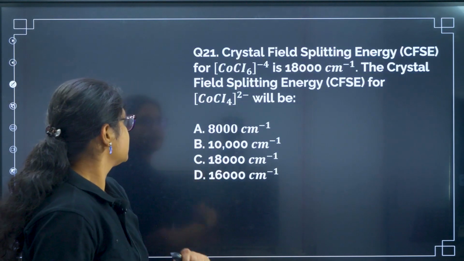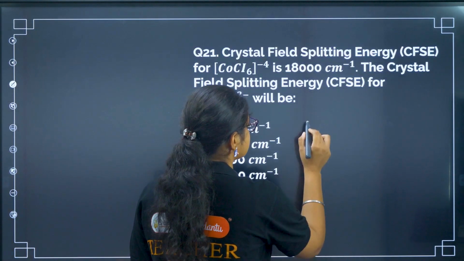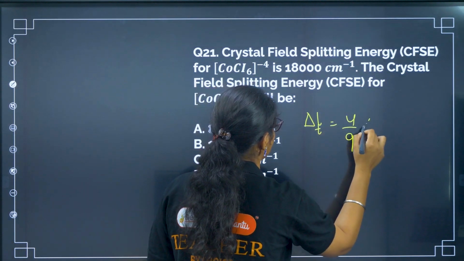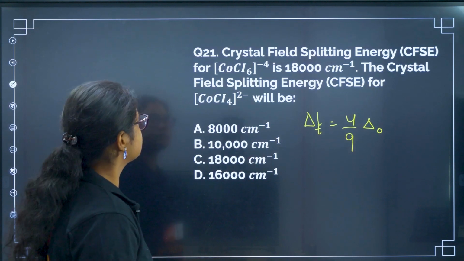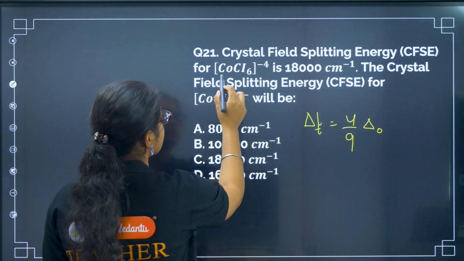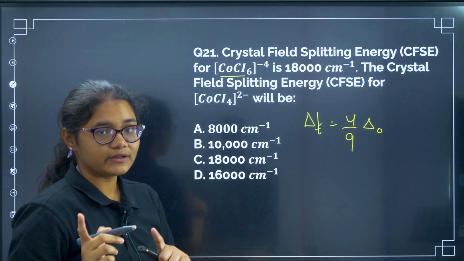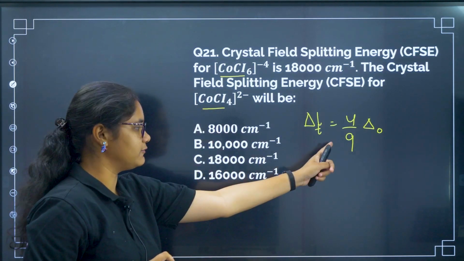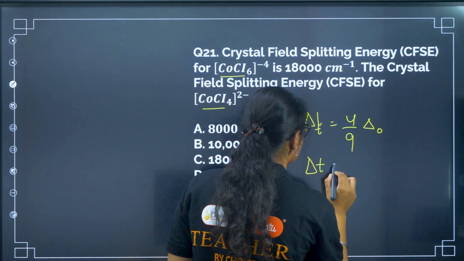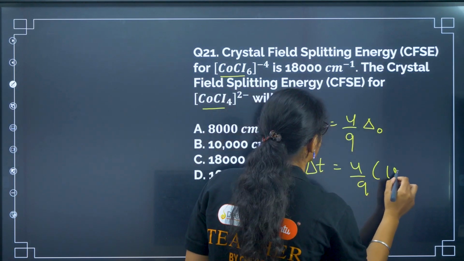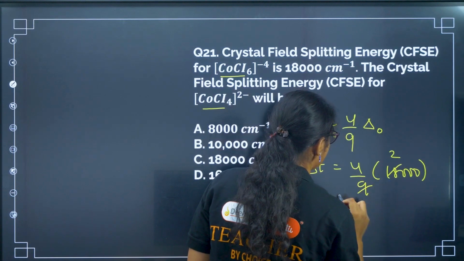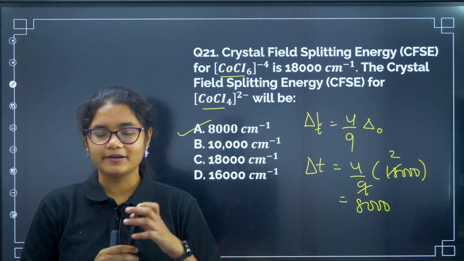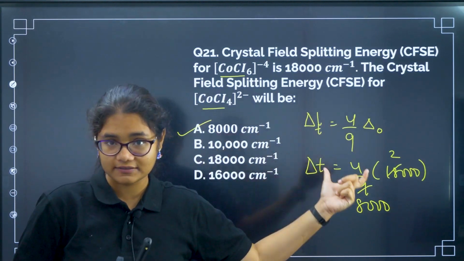Okay. Easy question. This one is a formula based question. We know delta T is equal to 4/9 of delta O, right? Now the crystal field splitting energy for CoCl6 means delta O is given. Coordination number 6 means octahedron, it is 18,000. You have to find for CoCl4. You have to find for tetrahedron. So delta T is equal to 4/9 of 18,000. So we will get 8,000. Right? Very formula based question, direct formula. But the point is, generally we people don't study this formula more.